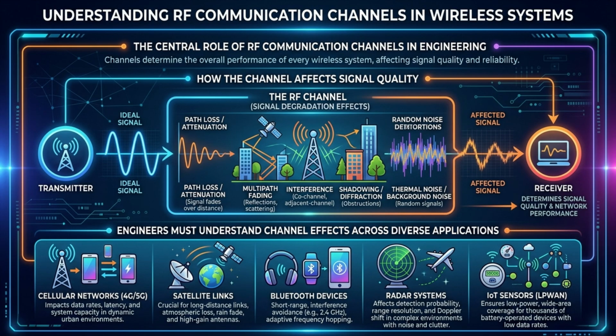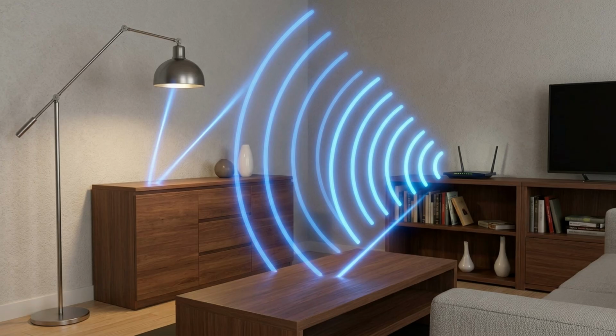Communication channels are central to RF engineering because they determine the overall performance of every wireless system. Whether designing cellular networks, satellite links, Bluetooth devices, radar systems, or IoT sensors, engineers must understand how the channel affects signal quality. Different environments produce different channel characteristics. Indoor channels experience strong reflections from walls and furniture. Urban environments introduce multipath propagation between buildings. Satellite channels involve long propagation distances, but fewer nearby reflections. Fiber optic channels exhibit entirely different behaviors compared to wireless RF channels.